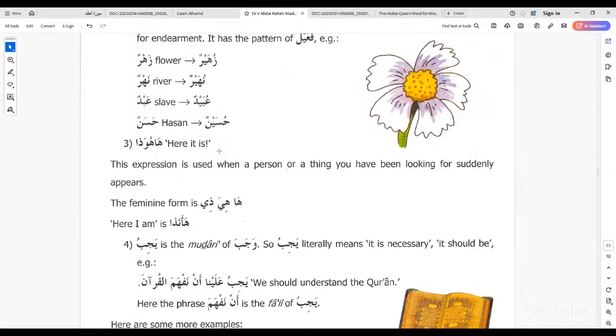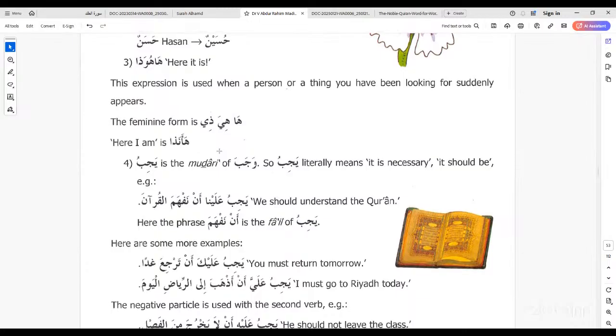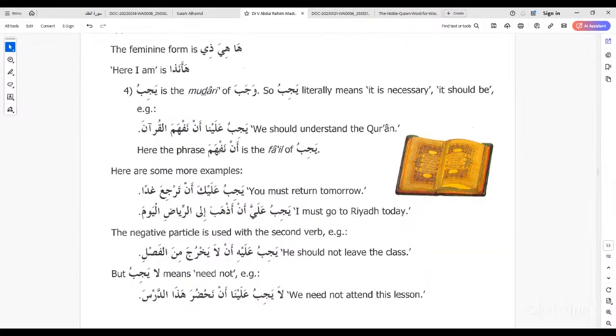Bismillahirrahmanirrahim. Ha huwa za, here it is. This expression is used when a person or a thing you have been looking for suddenly appears. The feminine form is ha hiya zi. Here I am, ha anaza. Yajibu is the mudari of wajaba. Wajaba, correct. So yajibu literally means it is necessary, it should be. For example, yajibu alayna an nafhama al-Qur'ana. We should understand the Quran.